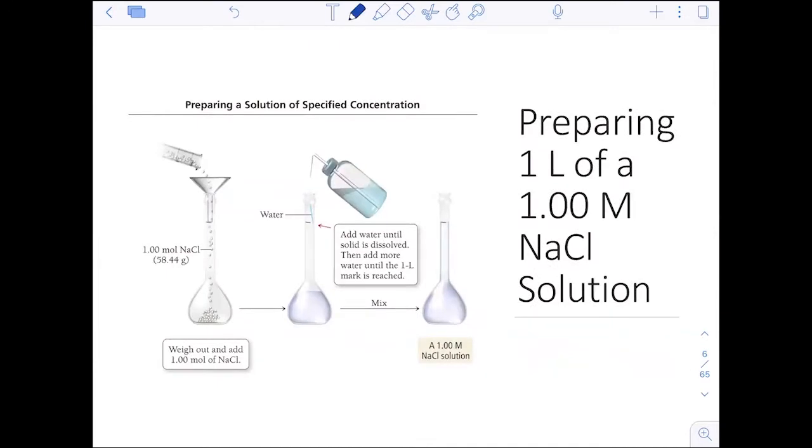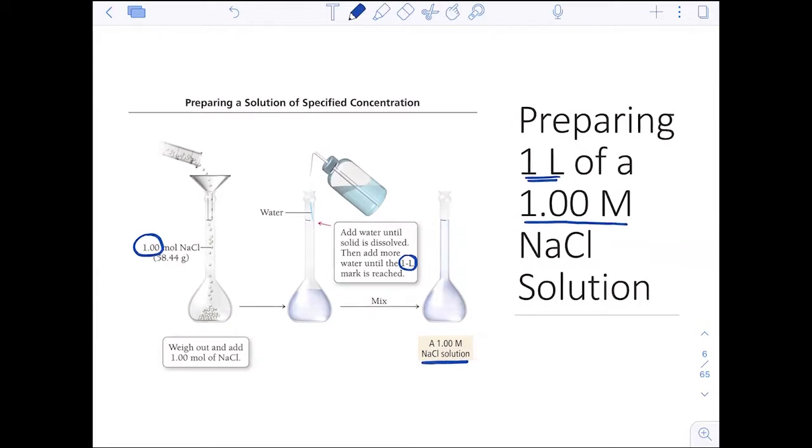So, okay, let's just look at this one more time. If we wanted a 1 molar solution and we wanted it to have a final volume of 1 liter, that's where we're adding in the 1.00 moles of NaCl, add enough water to reach the 1 liter. 1.00 moles of solute, sodium chloride, divided by 1 liter of solution gets us our 1.00 molar NaCl solution.